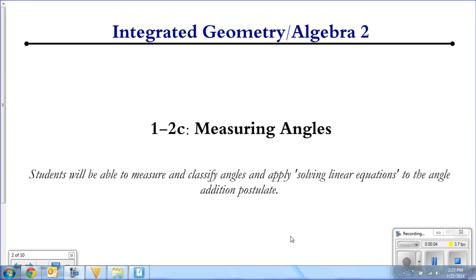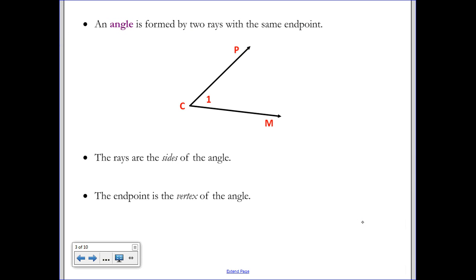This video is about measuring angles. Okay, so an angle is the figure that's formed by two rays that share the same endpoint. So in this picture you see the ray CP and the ray CM, and when they meet at C, they form the angle called angle number 1.